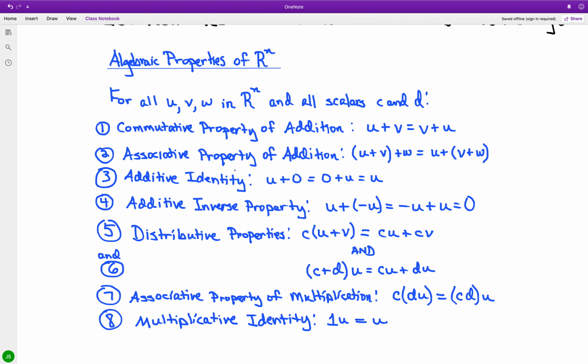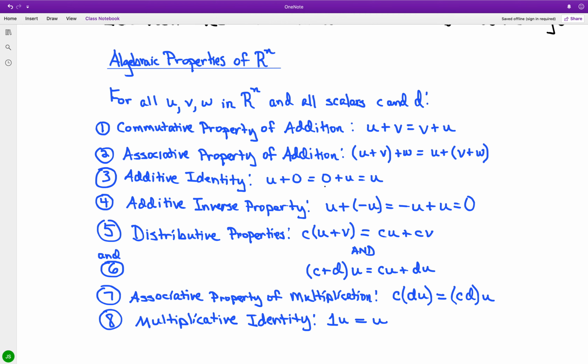You have the quantity of u plus v followed by the sum of w, and if we rearrange the parentheses going from surrounding the first two to the last two vectors, we had this equal to u plus the quantity of v plus w. For the additive identity, if you have u plus 0, that is 0 plus u, which will come out to u.